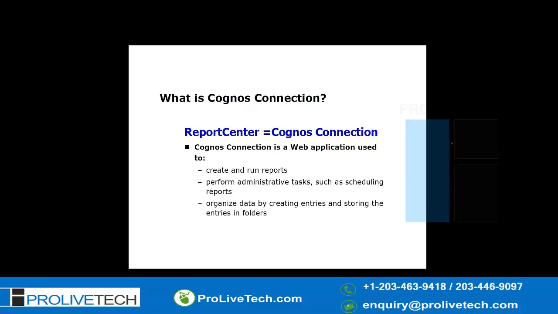So Cognos connection is a web application used to create and run reports. In Cognos connection, we have multiple studios. Using those studios, we will create the reports, and once created, you will save them within the connection only. And then you will run the reports from there. Also, you can perform administrative tasks such as scheduling reports. For example, you have created a report and the user wants to see the data every month. So every month you don't need to run the report and manually send the output to the user.